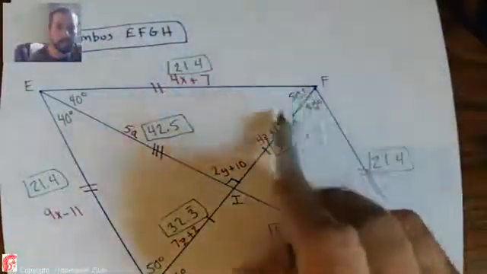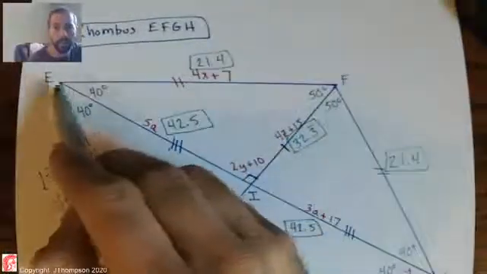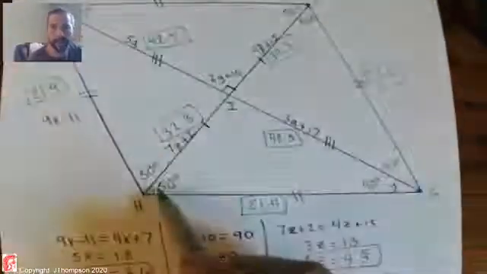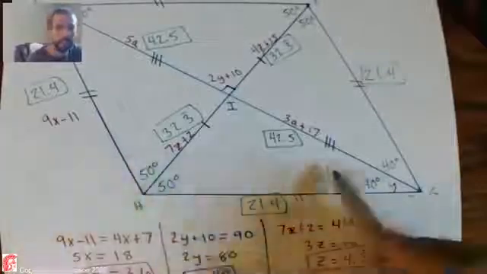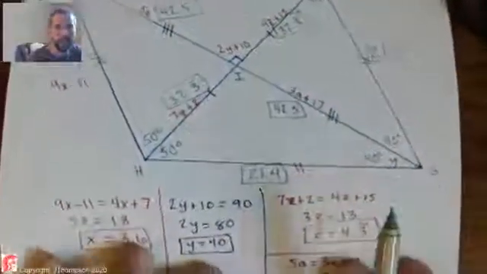So then this entire angle up here is 100 degrees. This entire angle up here is 80 degrees. This angle down here is 100 degrees, and then this angle at the bottom right is also 80. Okay, so that's how we can apply algebra to these questions.